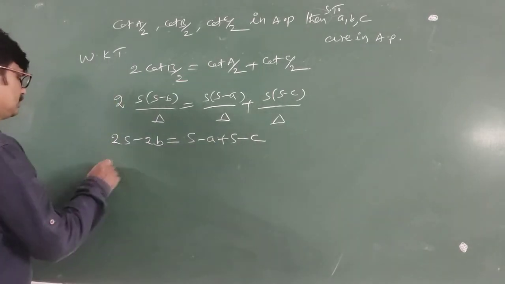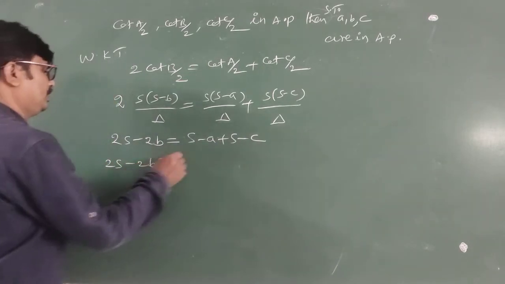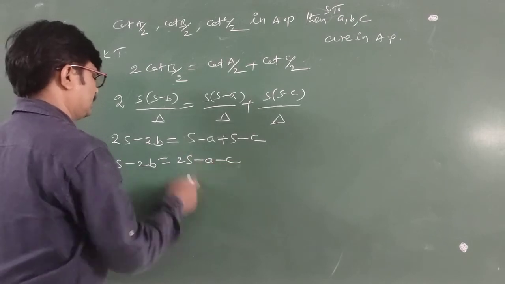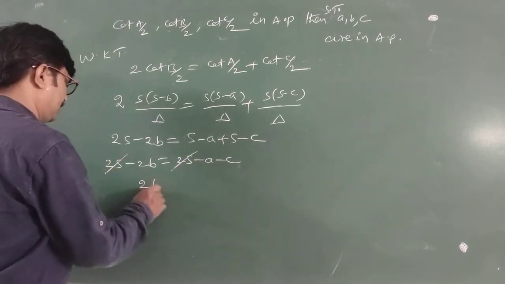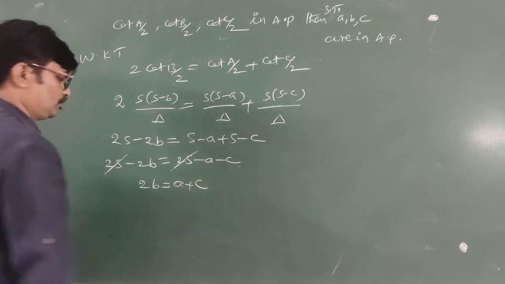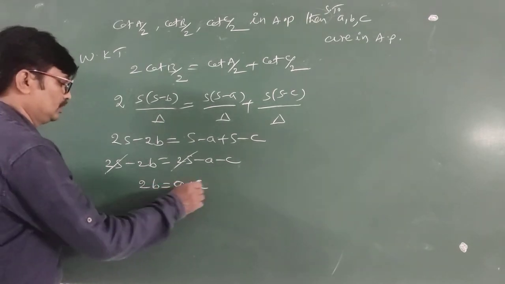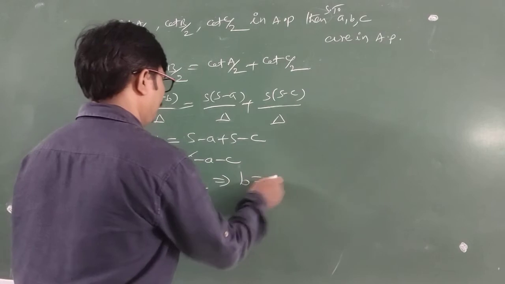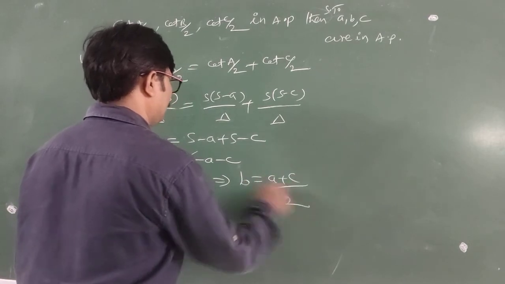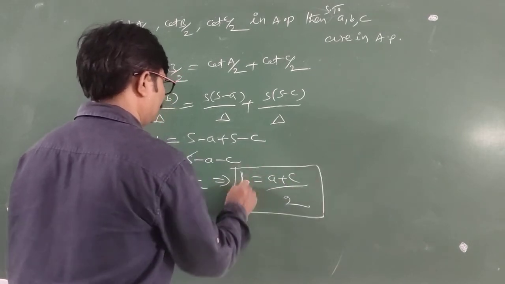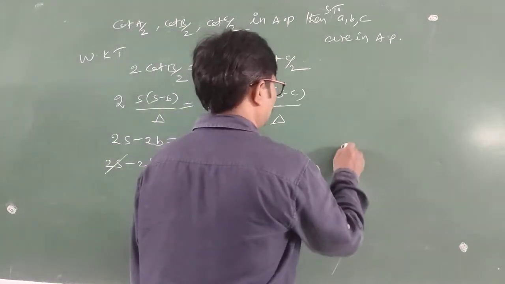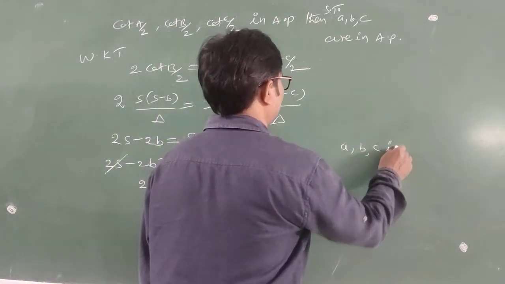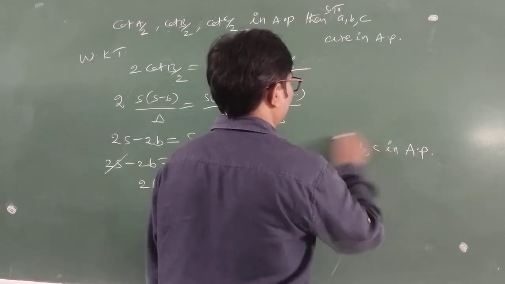Now students, 2S minus 2B equals 2S minus A minus C. Now we have to multiply with minus: 2B equals A plus C. That is, B equals (A plus C) by 2. B equals (A plus C) by 2. So then you can write, students, A, B, C are in arithmetic progression.